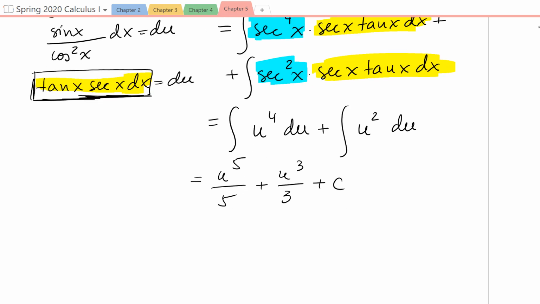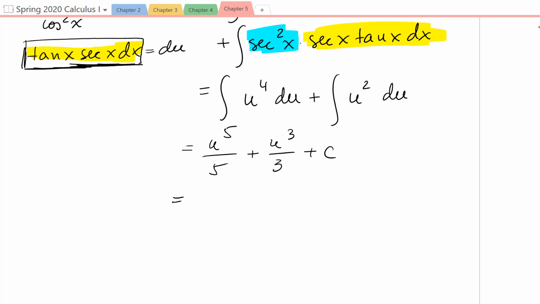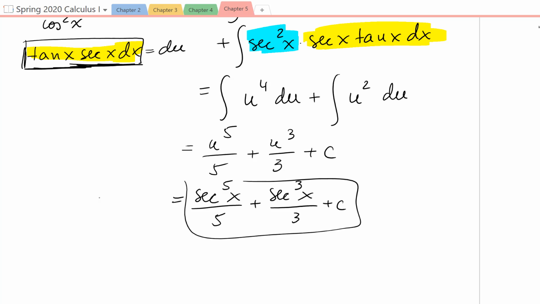But u was secant of x, right? So it's secant of x to the fifth over 5 plus secant to the third of x over 3, plus c. So there you go. Final answer. I hope this helps.